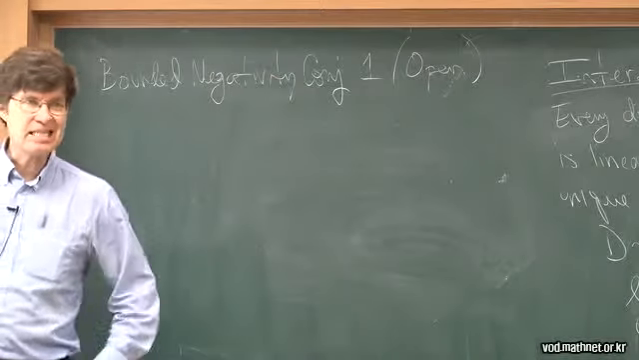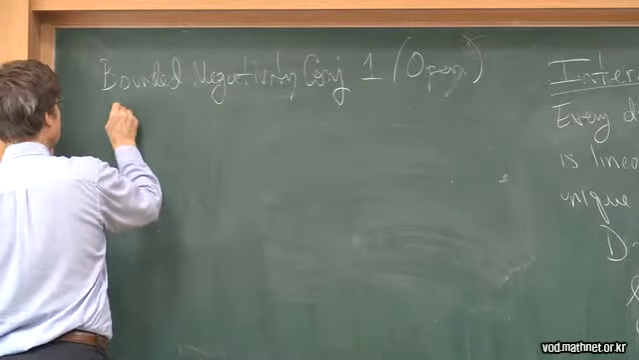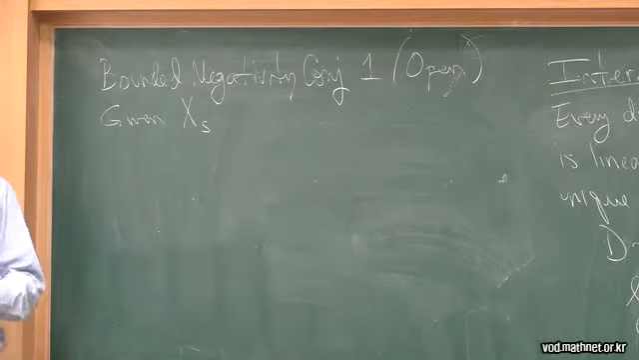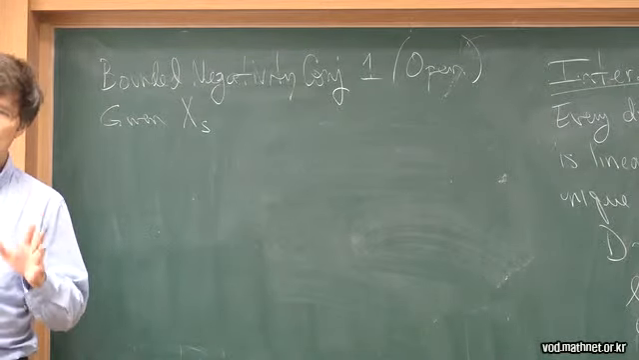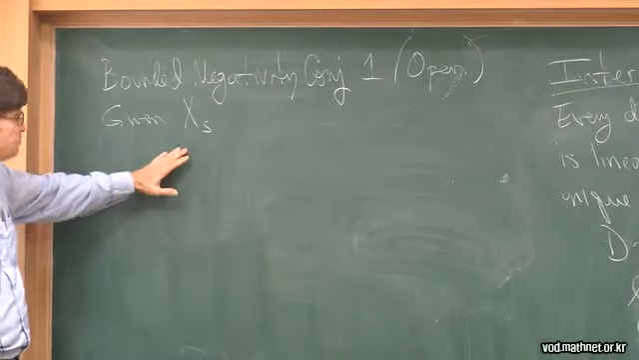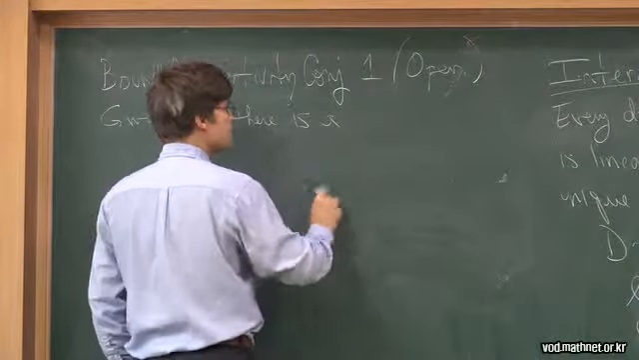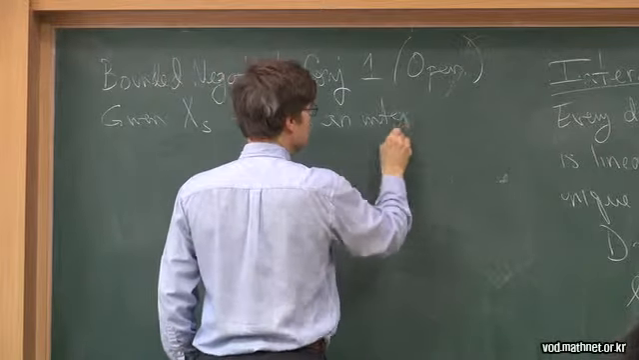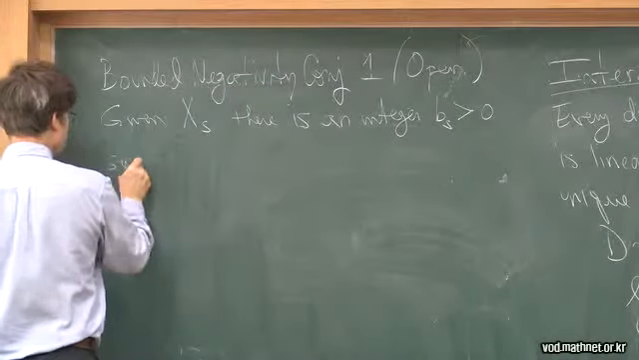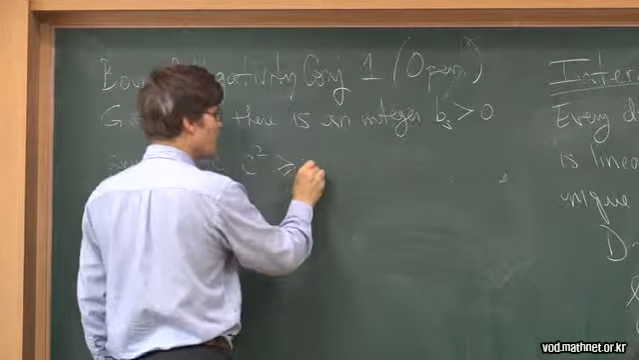For simplicity, it's a little complicated to say the most general version, so I'm just going to assume X is a rational surface obtained by blowing up points of P2. You don't have to restrict it to that case, but then you have to be careful. So I'm going to restrict it to that case. Given X sub S, there is an integer B sub S greater than 0 such that C squared is greater than or equal to minus B sub S.